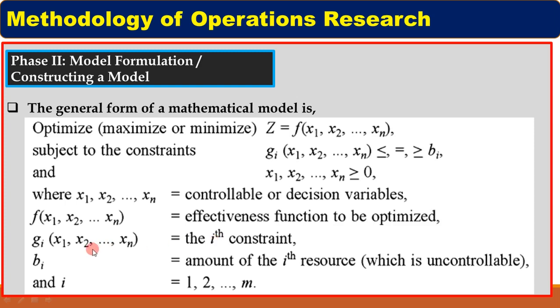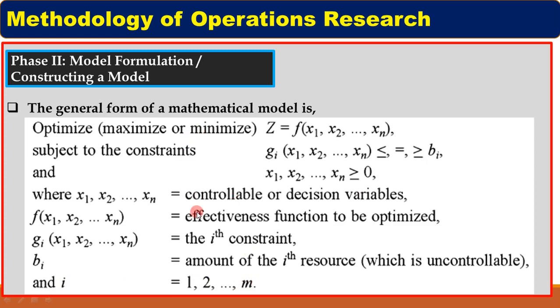Okay, so the last term is bi, which is on the RHS of the constraint, and that represents the limited resources, and these available resources are uncontrollable. So we cannot control this parameter, that is resources, which are limited, and thus it is used in the constraints, and i is 1, 2, up to m.